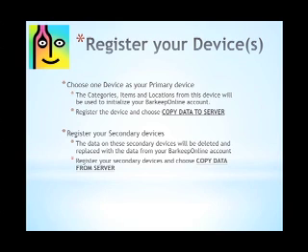So to recap, first you register your primary device and choose Copy Data to Server, and then you register your secondary devices and choose Copy Data from Server. Now let me show you how that works.